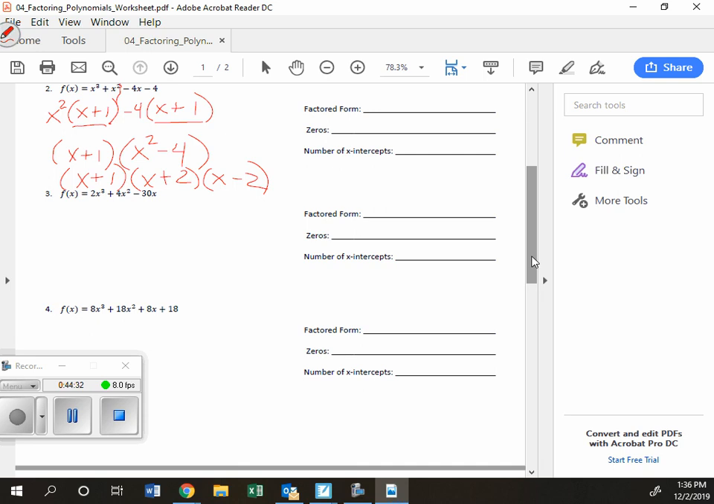Was there any imaginaries here? Nope. That means all of these are x-intercepts. 2, negative 2, and negative 1. There's 3 of them. Factored form, that's this. Zeros, x equals. I would accept 1, negative 2, and 2. If you're plus and minus 2, yeah, but not the 1.